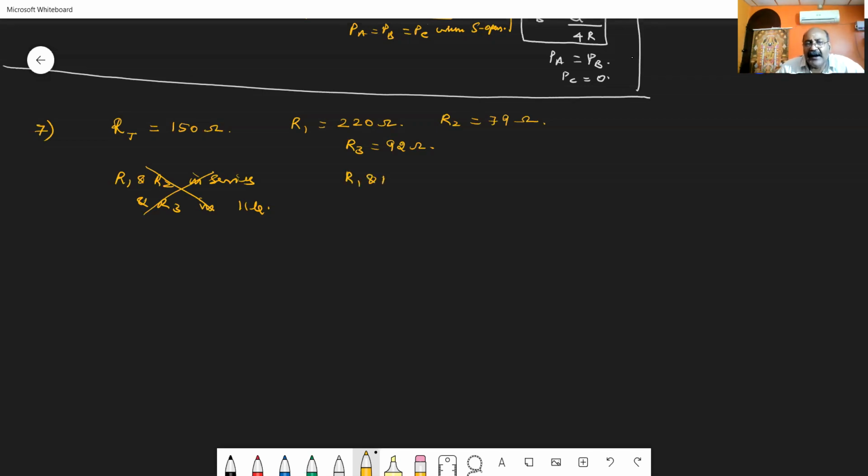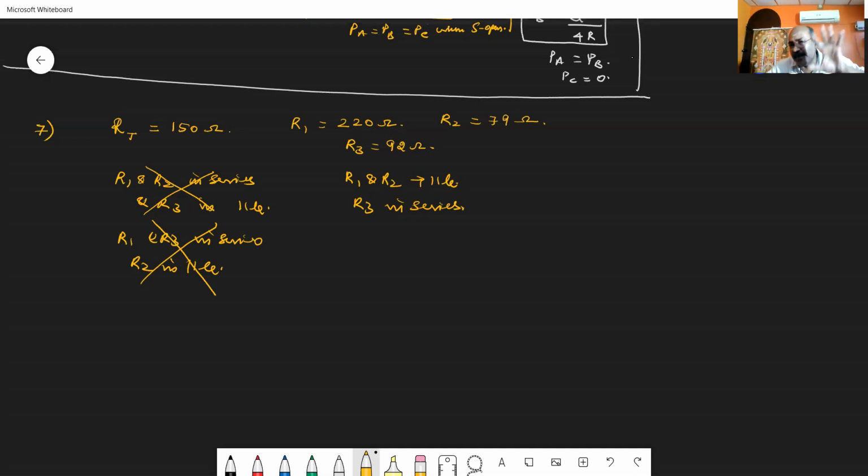I am taking R1 and R2 in parallel and R3 in series. What will happen? I have to check it out. See, R1 and R3 in series and R2 in parallel can be taken. But when R1 and R3 are in series and R2 in parallel, then also the total resistance will be more than that of 150. So this combination is also not possible, we can't get 150 out of that combination either. So the first two are ruled out.